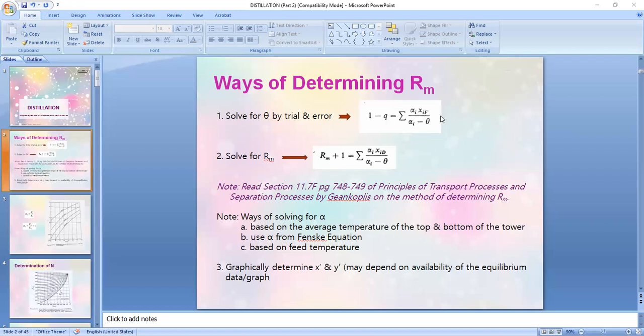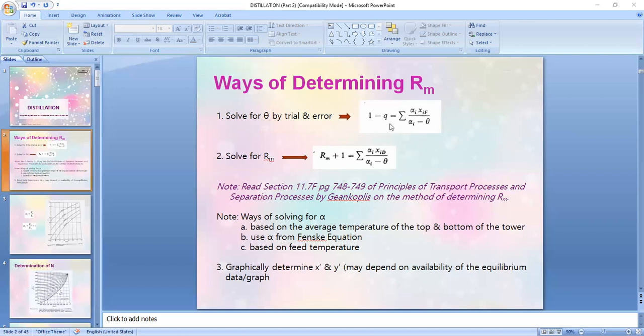Now the second term will be alpha B, x with the subscript B,F, over alpha B minus theta. As such, since you have two fractions, it will be a trial and error procedure in determining the value of theta in the two fractions that you have on the right side. That way, if you sum up the two fractions, it will be equivalent to 1 minus q.